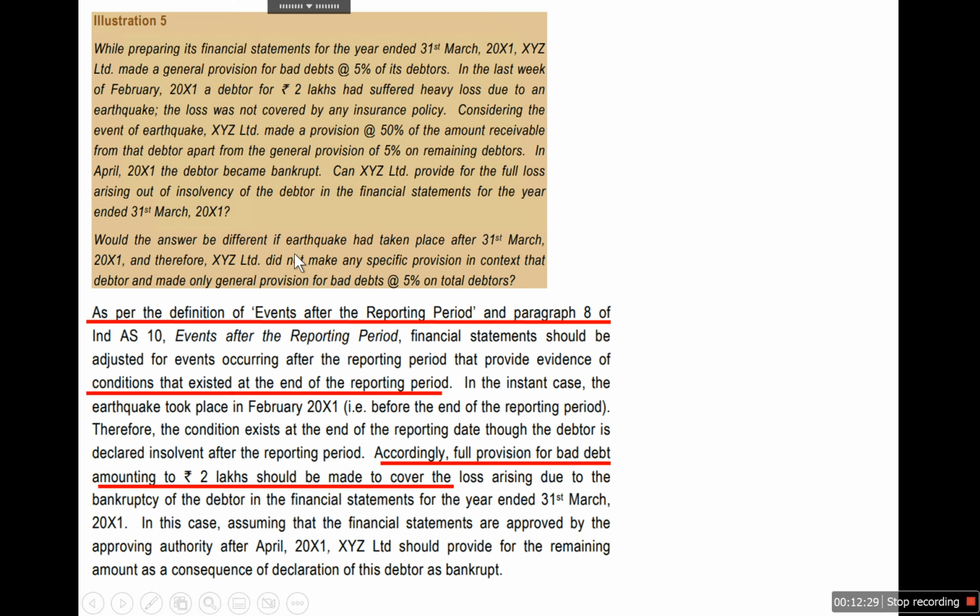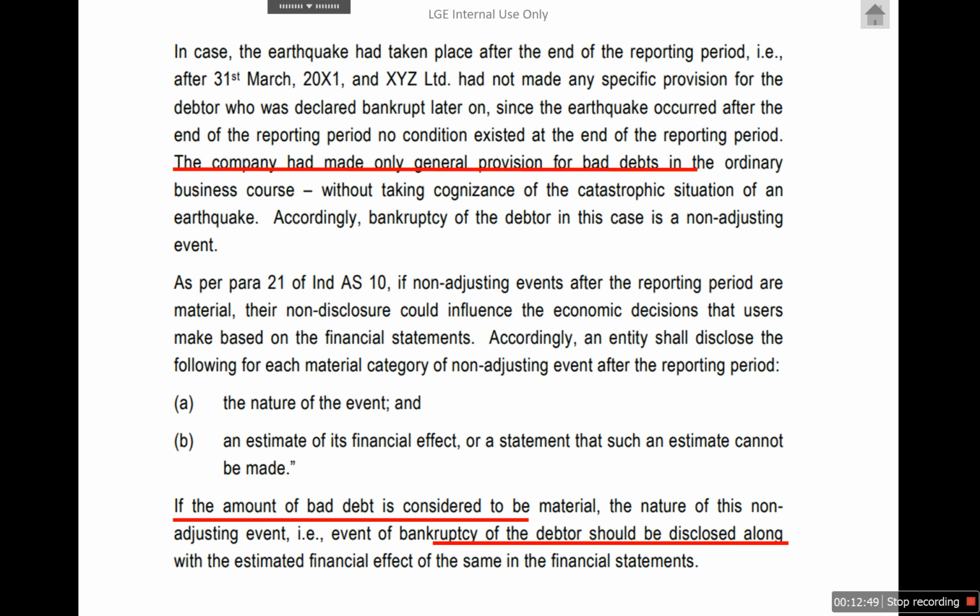Would the answer be different if the earthquake had taken place after 31st March, and therefore XYZ Limited did not make any specific provision in respect of the debtors and made only a general provision for bad debts at the rate of 5%? Yes, in this case the answer would be different because the earthquake condition did not exist at the end of the reporting period. So in this case only disclosure will be given in case of the earthquake.